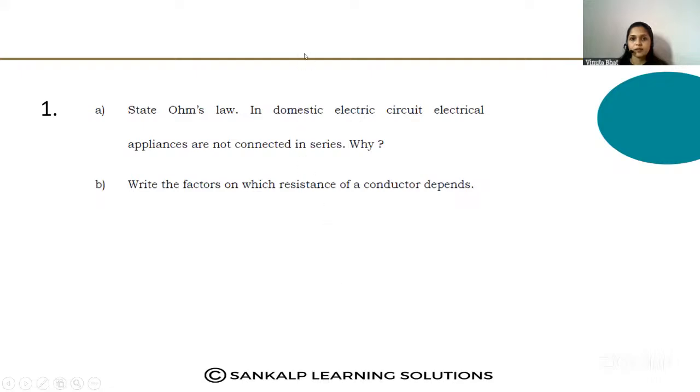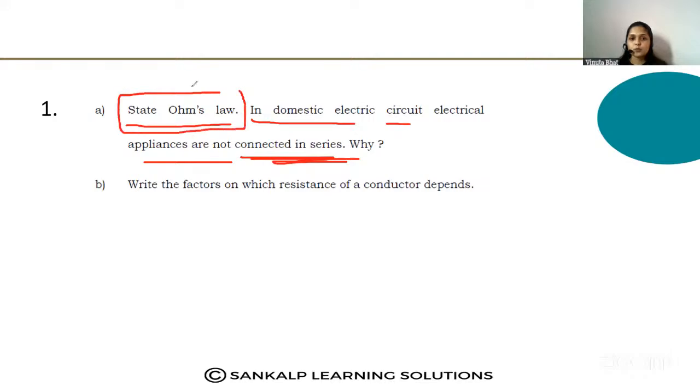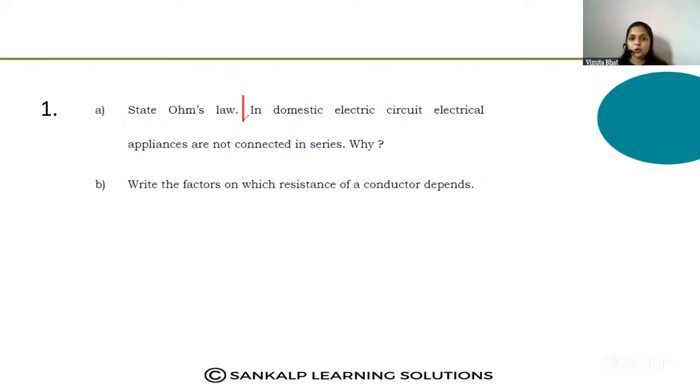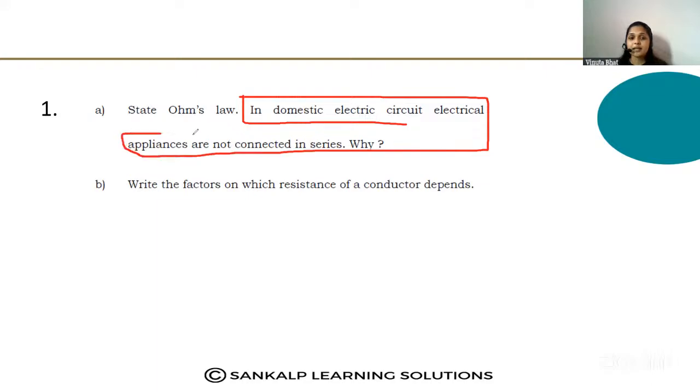Next question. State Ohm's law. In domestic circuit, electrical appliances are not connected in series. Why? Here already we know the answer for this question, state Ohm's law. Let us see the answer for the second question. In a domestic electric circuit, electrical appliances are not connected in series. They are connected in parallel. What is the reason behind this?